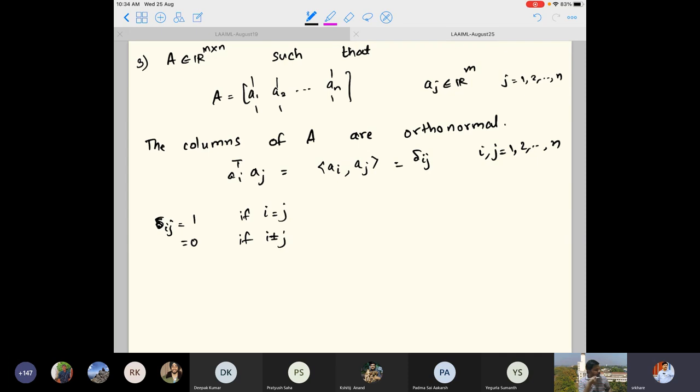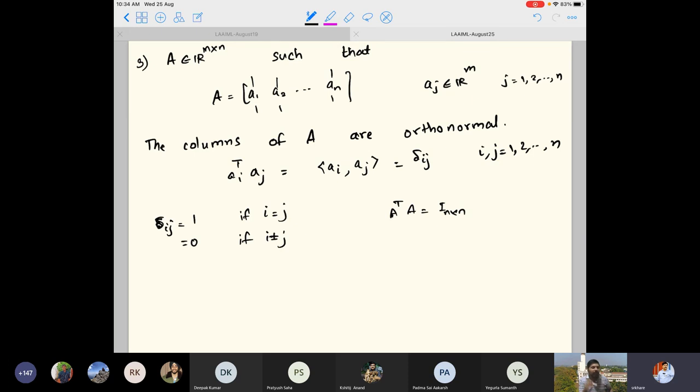What will be the left inverse here? A transpose, correct. A transpose will be the left inverse because when you multiply A transpose with A, you will get the identity. What is the size of the identity matrix that you will get here? N cross n.